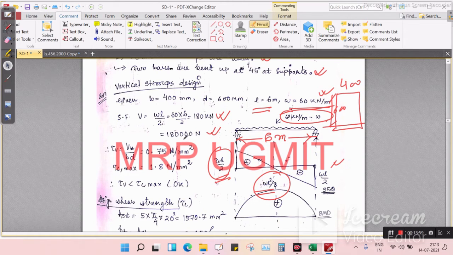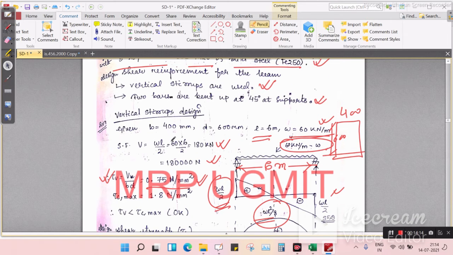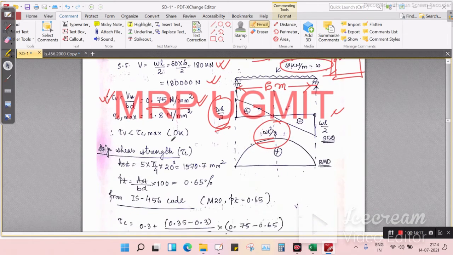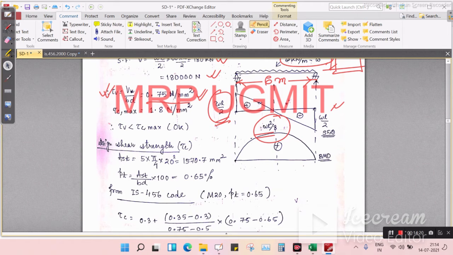Okay, so we got our VU. From this we will get tau V, that is VU by BD. We got it as 0.75 Newton per mm square. We are taking M20 grade concrete. So for M20 grade, tau C max is 1.8 Newton per mm square. The first design criterion is tau V should always be less than tau C max. This is satisfied here: 0.75 is less than 1.8. Then okay, we will move forward.